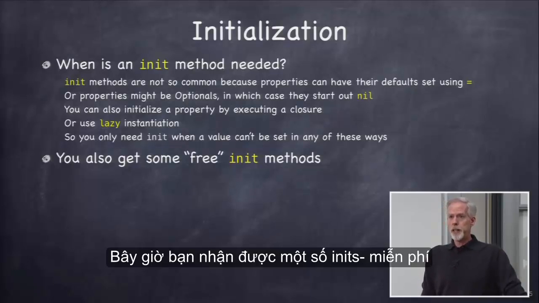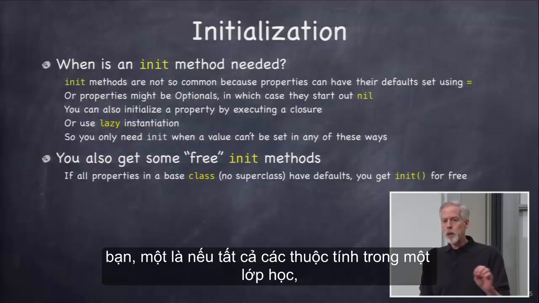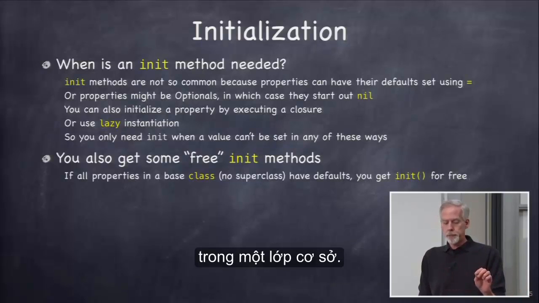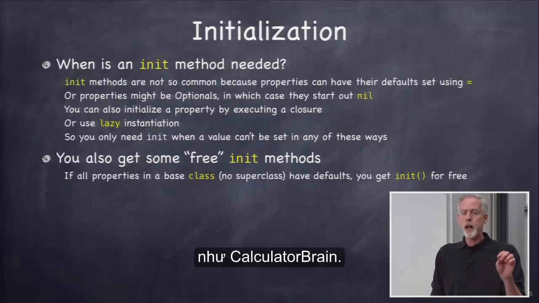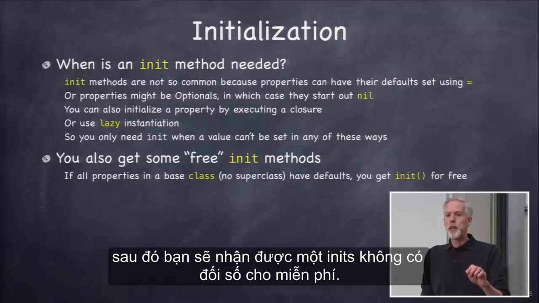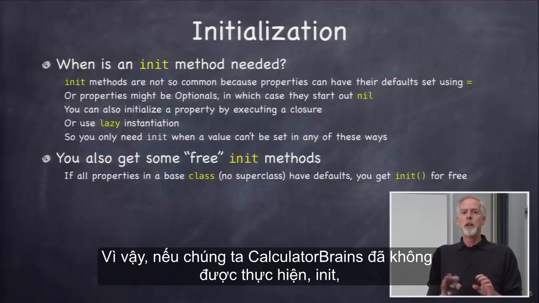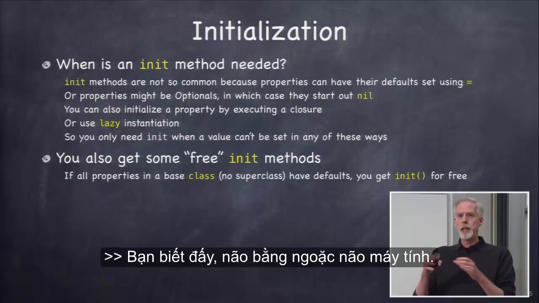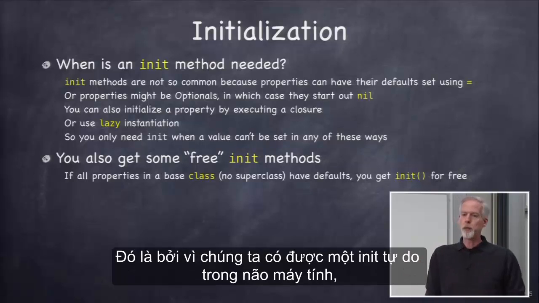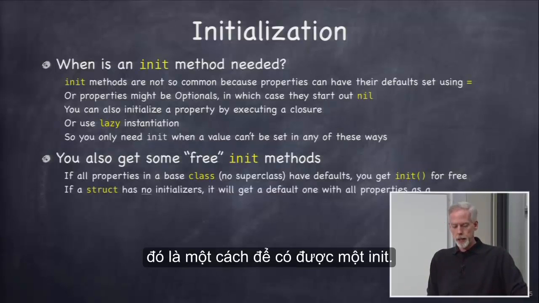Now, you get some free inits, inits that get done for you. One is that if all the properties in a base class, something that has no superclass, like calculator brain, all have defaults, then you'll get an init with no arguments for free. So if we hadn't implemented calculator brain's init, we still could have said brain equals CalculatorBrain parentheses. That's because we get a free init since we initialized all our defaults using equals something. So that's one way to get an init.